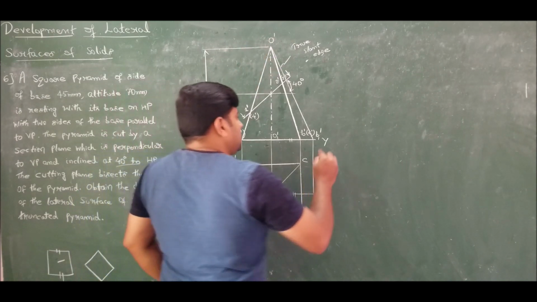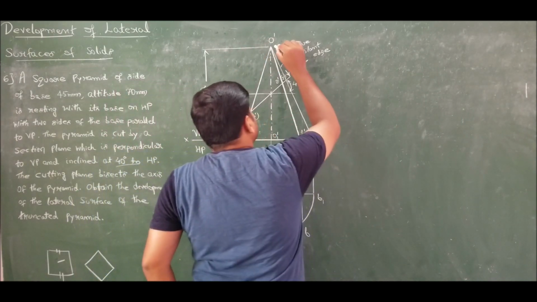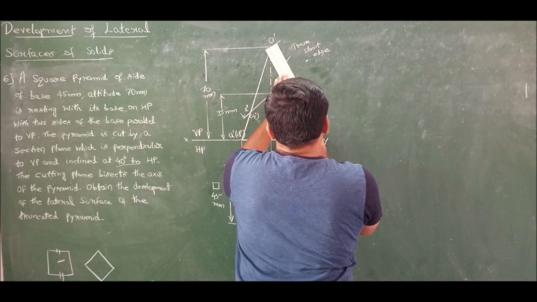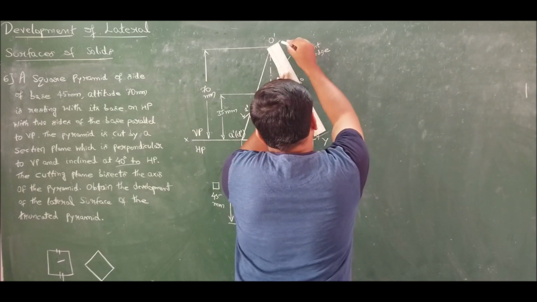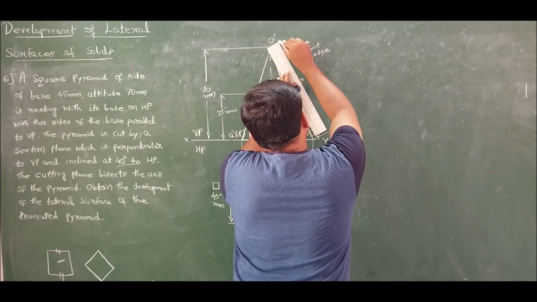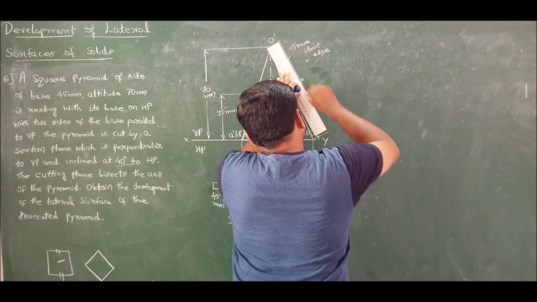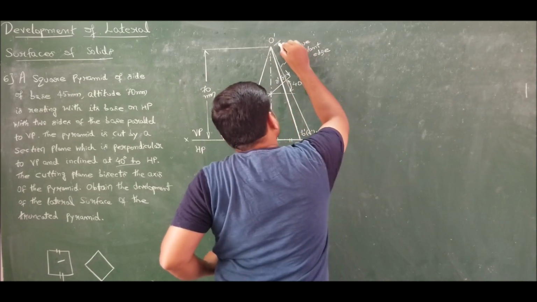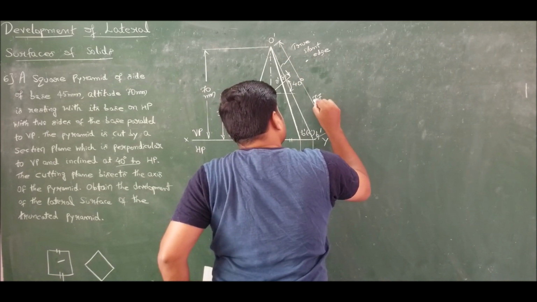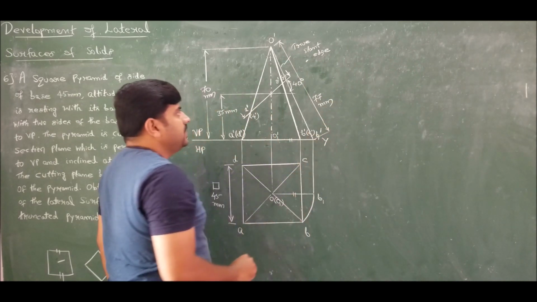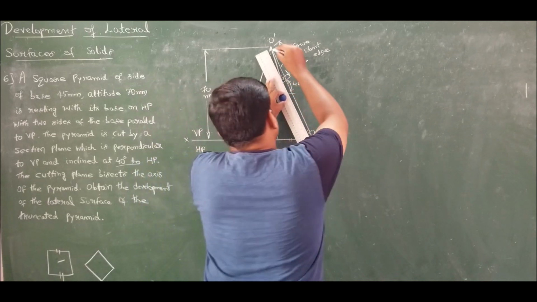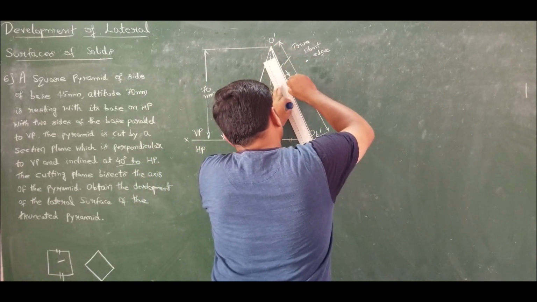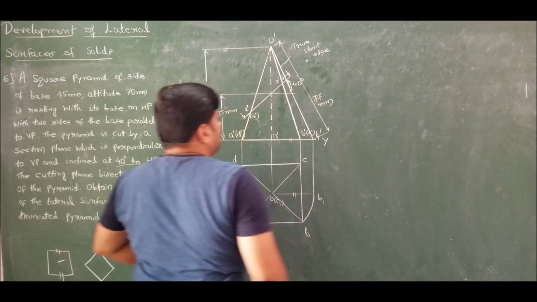Now if I measure this one, it is measuring 77 mm. So true dimension is measuring 77 mm. So I should make use of O dash to B1 dash. Keep that in mind.